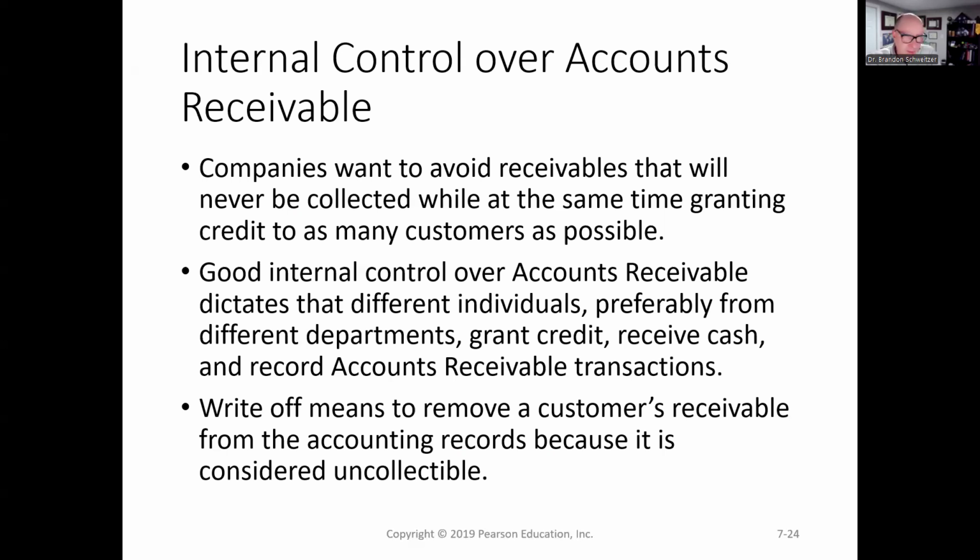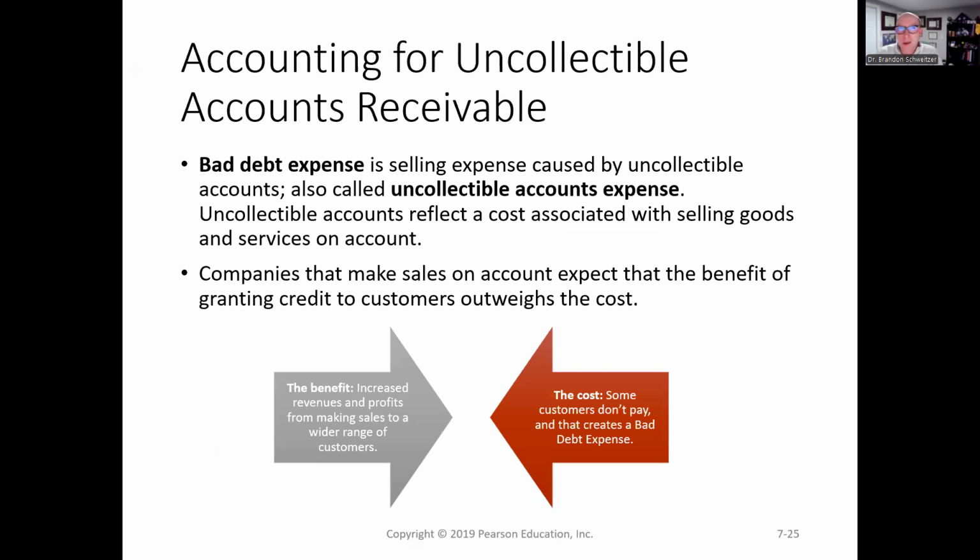This happens from time to time because not all customers are going to pay you. We hope that they do, but some won't. So when that happens, we use this account called bad debt expense. It's a selling expense caused by uncollectible accounts. So once in a while, the customer's not going to pay you, and so that's an uncollectible account.